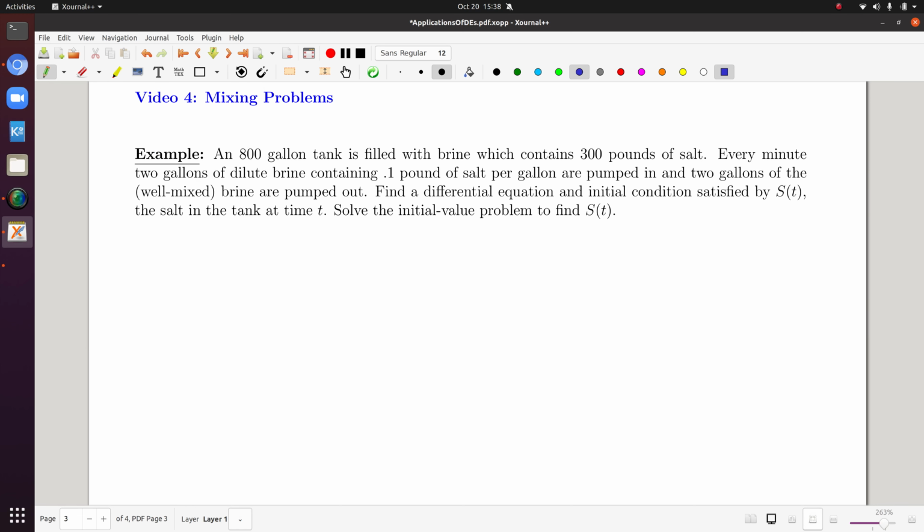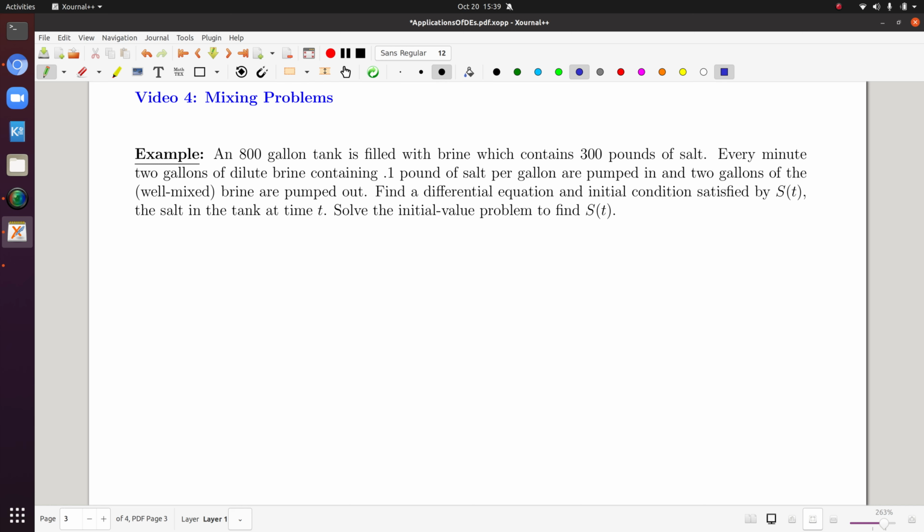The last type of example I'd like to go through is what we can classify as a mixing problem. So here we're given this scenario in which we have an 800-gallon tank that's filled with brine, which is just some kind of salt water, and it contains 300 pounds of salt. Every minute, 2 gallons of dilute brine containing 0.1 pound of salt per gallon are pumped in, and 2 gallons of the well-mixed brine are pumped out.